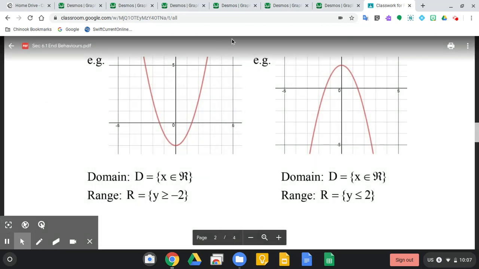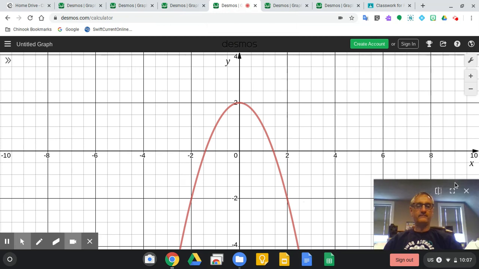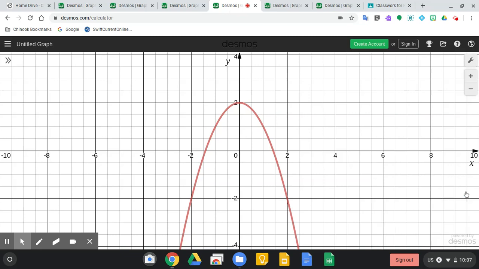Now let's focus on the second parabola. The second parabola is concave down. Now, there's my vertex at 0, +2.